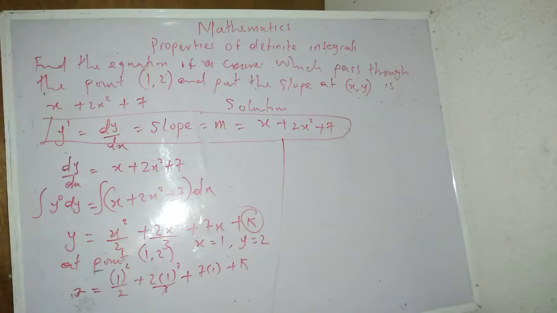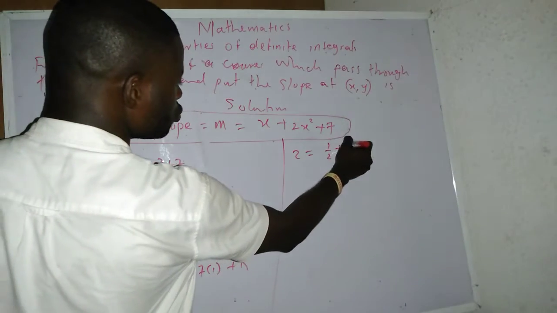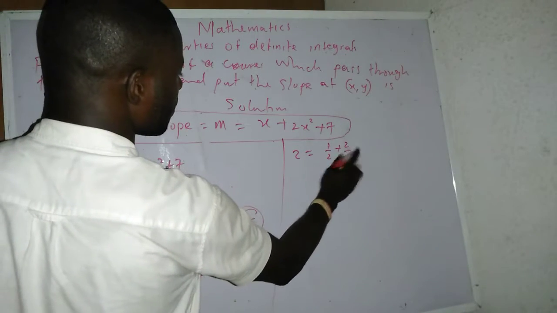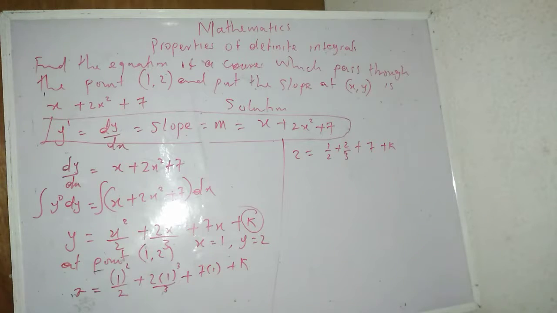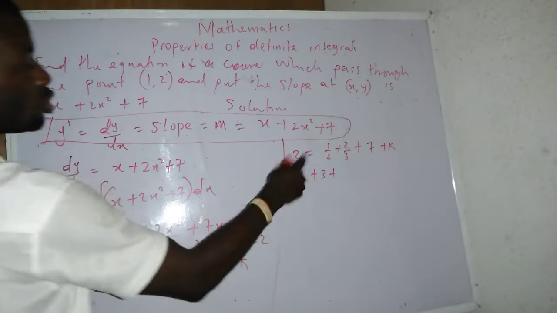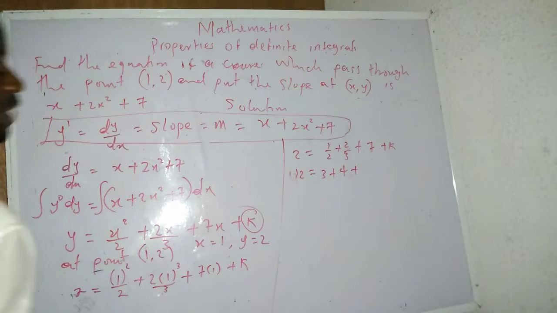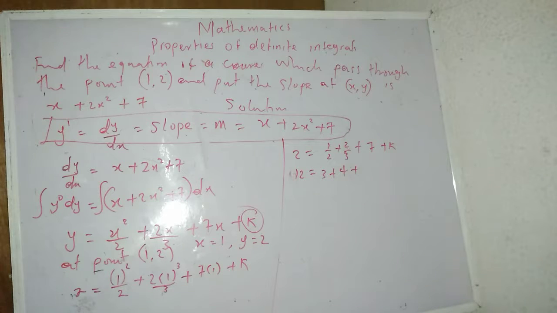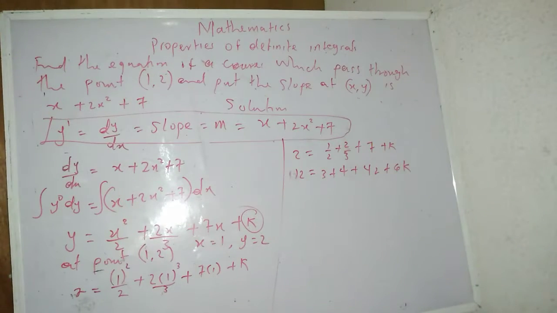Since I have that, I can now generate my k. So 2 equals 1 over 2 plus 2 over 3 plus 7 plus k. Now multiply all by 6. Then I have 6 times 2, which is 12, equals 3 plus 4 plus 6 times 7, which is 42, plus 6k.